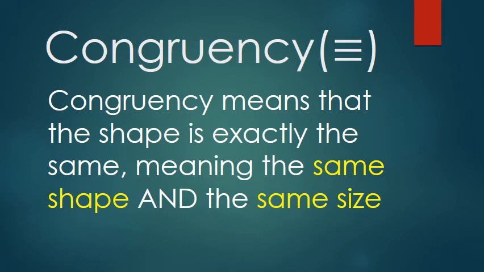Hello, grade 9s. We've looked yesterday or the day before at similarity, and that is when two shapes are the same shape but not the same size. Today we're going to look at congruency, and congruency means that the shape is exactly the same size as well as the same shape. We indicate congruency with three horizontal stripes like indicated.